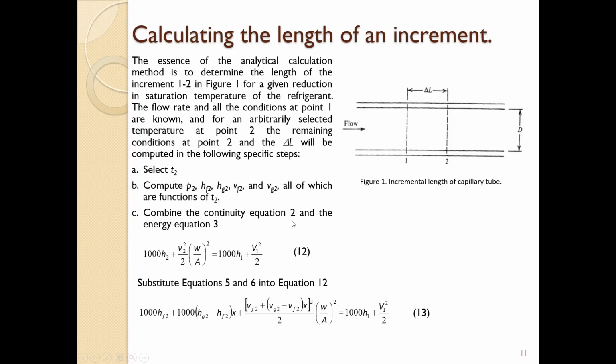Combine the continuity equation 2 and equation 3. So 1,000 times h2 plus V2 squared over 2 times W over A squared is equal to 1,000 h1 plus V1 squared over 2. Oops. This is capital.